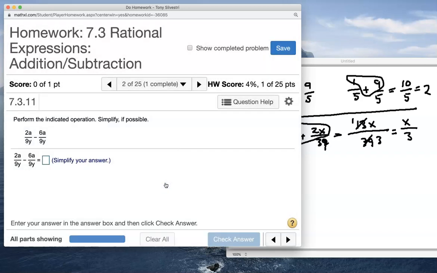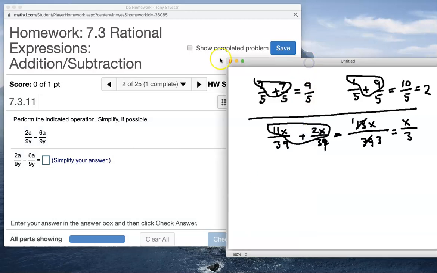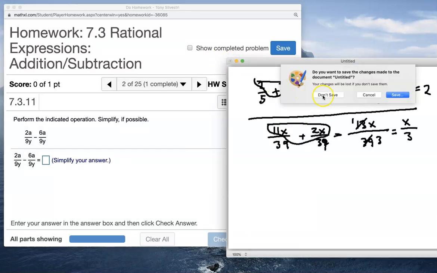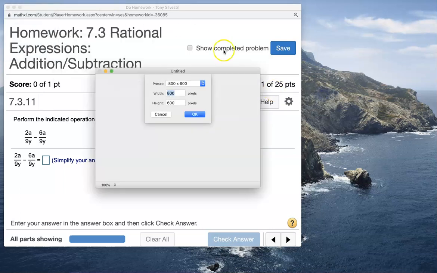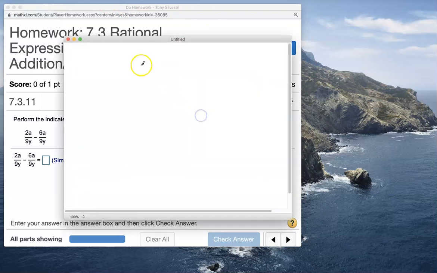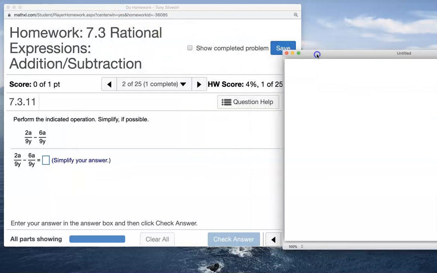Okay, so let's try the next one. Now, subtraction's the same deal. Instead of adding your tops, you would be subtracting the tops. But there is one little gotcha with subtraction that I have to show you. So let's go ahead and file new and do a new canvas.